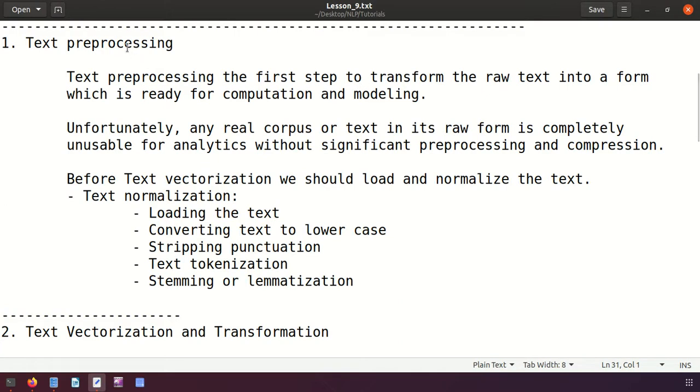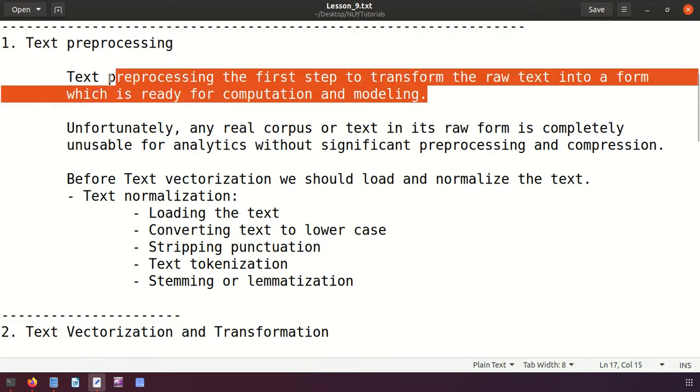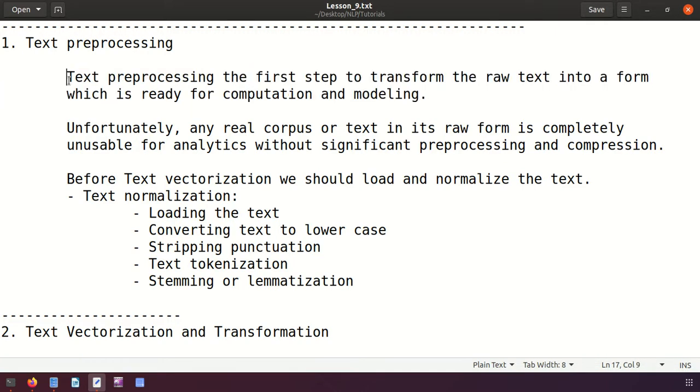So what is this text preprocessing? Text preprocessing is the first step to transform the raw text into a form which is ready for computation in modeling. This is very important, friends, because the text we are reading from the disk or from the web is considered raw text, and the raw text is not ready for computation. It is not ready for modeling. So the first step is to clean the text, do certain steps on the text and normalize the text, and that is called text preprocessing.